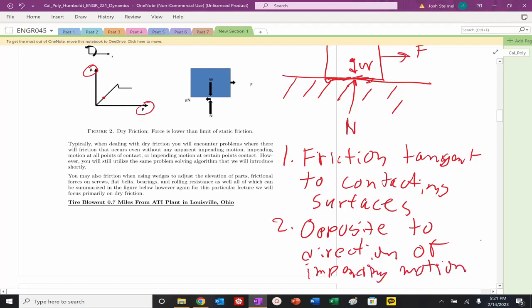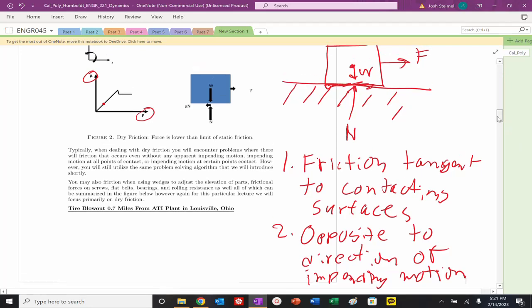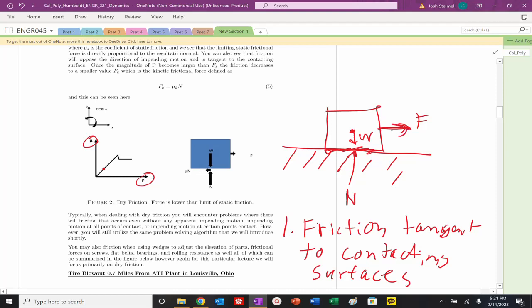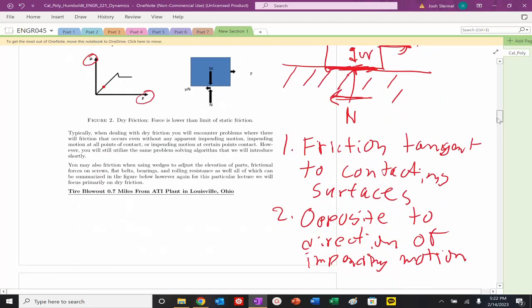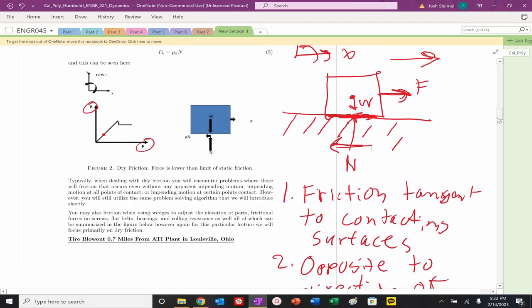And this is described in the notes and in the slides as well. So that is our condition. If I apply a force like this, that body will want to move in this direction here. Again, whenever we have a problem like this, we should set up y, x, plus for counterclockwise. So the impending motion is in this direction. My friction will act tangent to this surface, and it needs to oppose the direction of impending motion. So it'll be like this. We've satisfied those two conditions. And that makes sense, right? Because friction is going to oppose that impending motion.